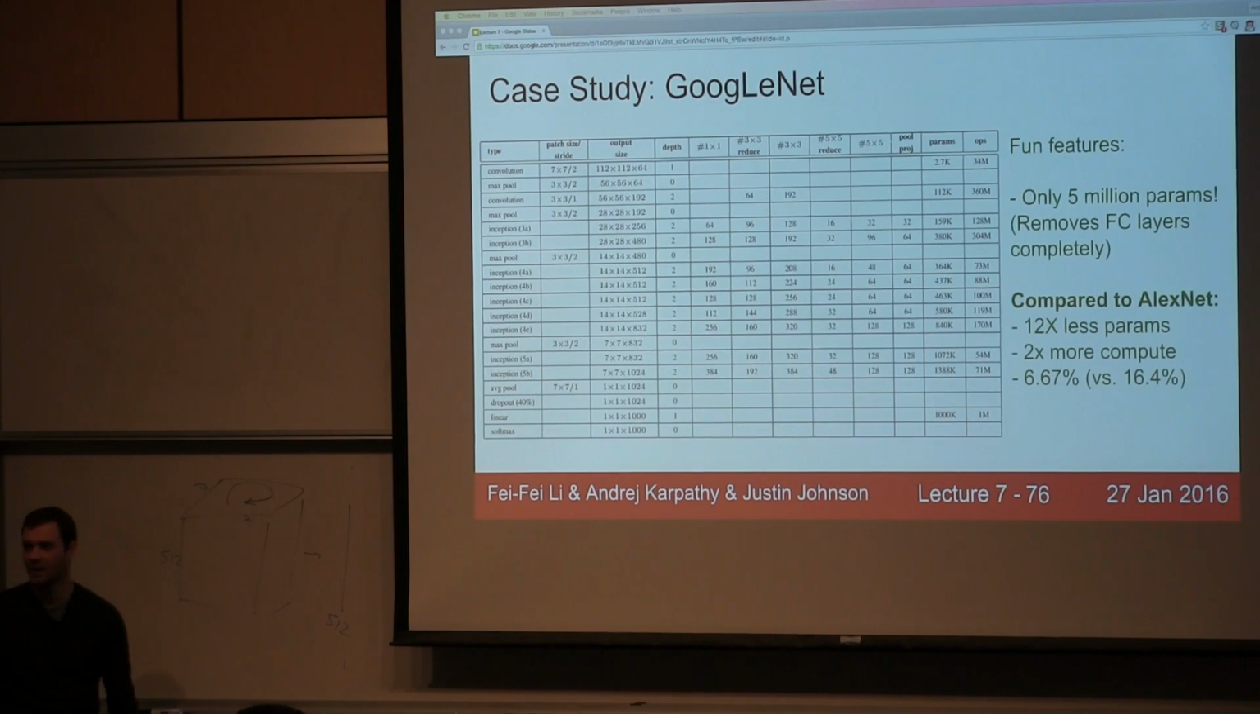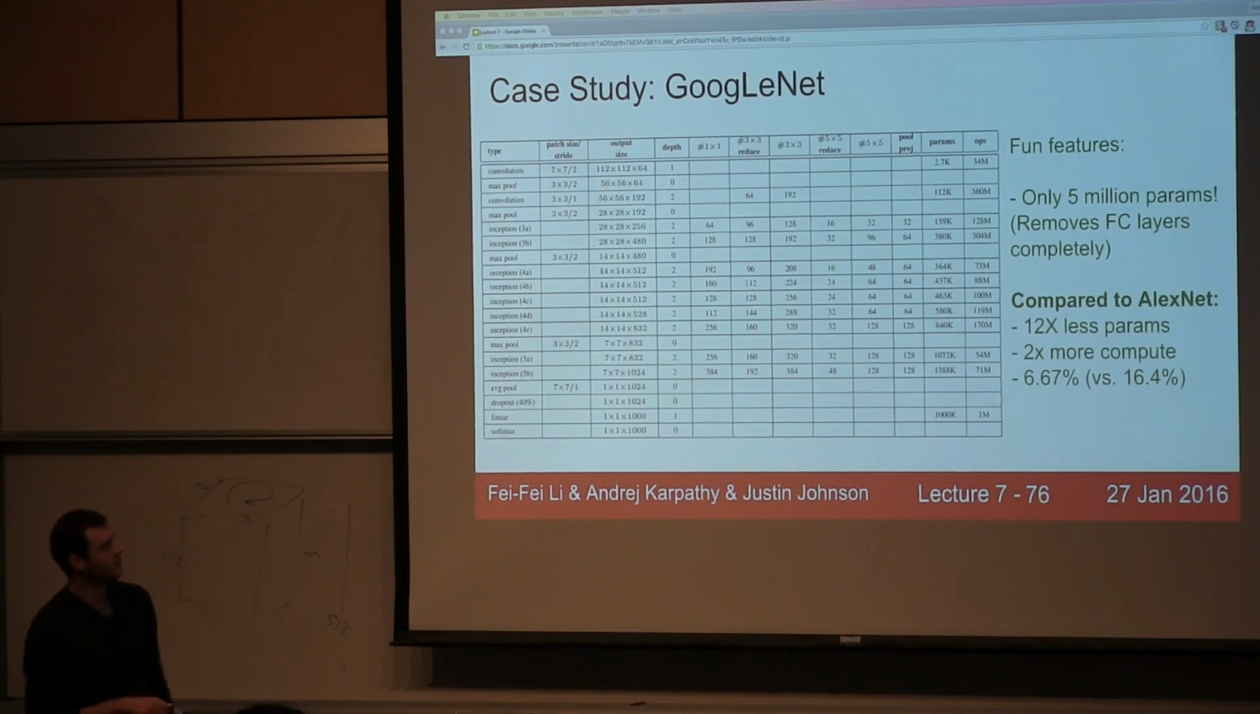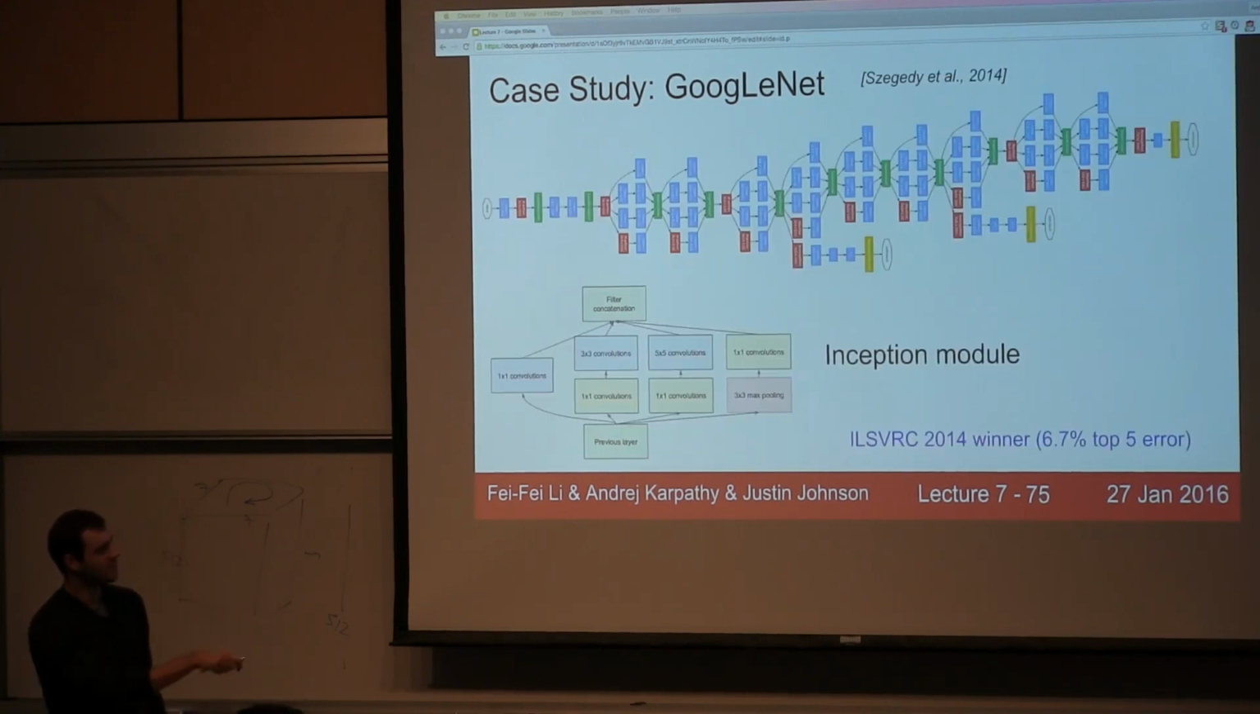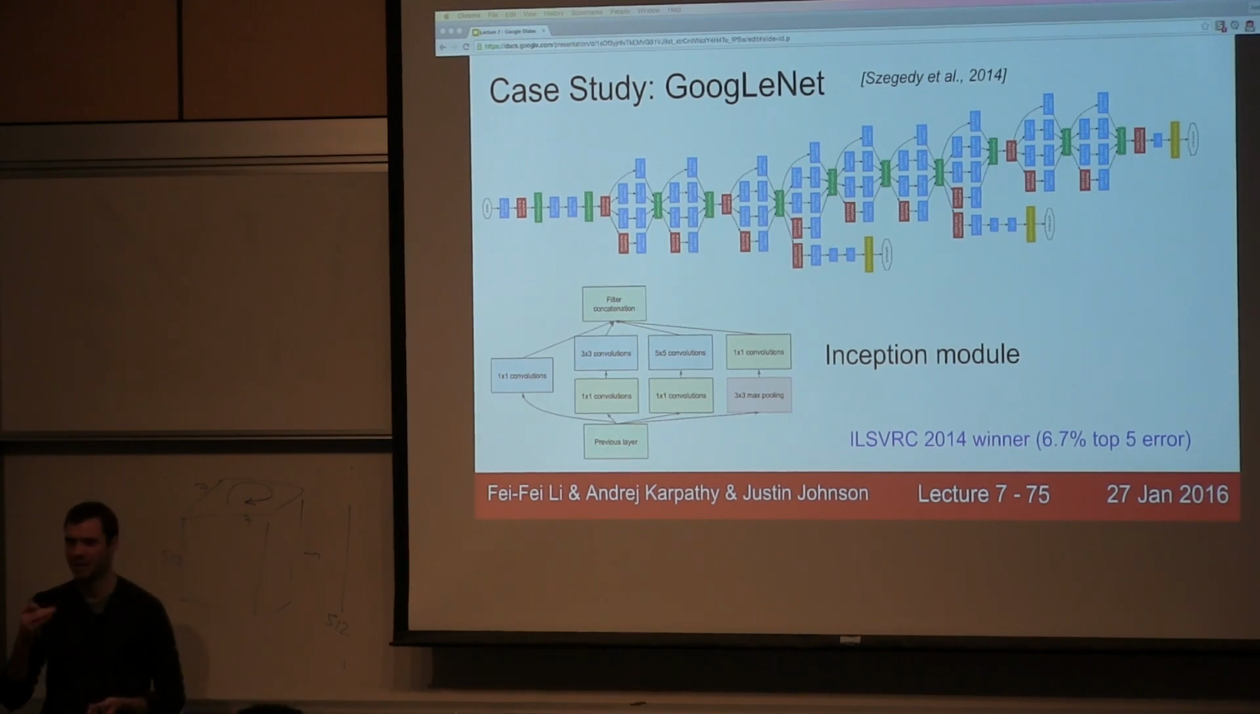Question? How much does accuracy drop off if you do top 3 or top 2 instead of top 5? Yeah, thank you. So you're just trying to get a sense of the scale of these. So I think 5% top 5 error is roughly 20% top 1 error. I don't know the in-betweens, but that's roughly the conversion.